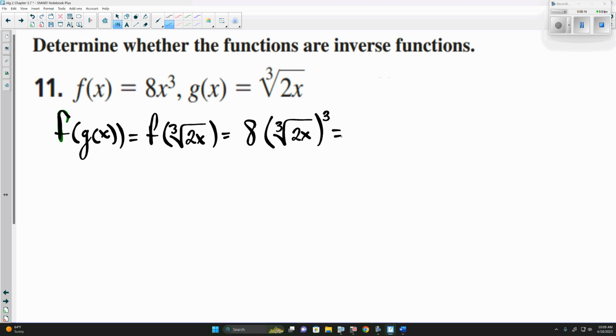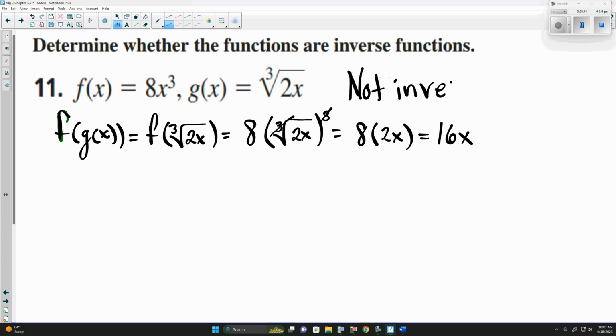to the third. So okay, this looks somewhat promising, because the cubed root and the third power will cancel, telling us that we have 8 times 2x. And 8 times 2x is 16x. Is that what we wanted? Can we say that this is going to give us that these two are inverses? No. At this point, we can already say it's not inverses.